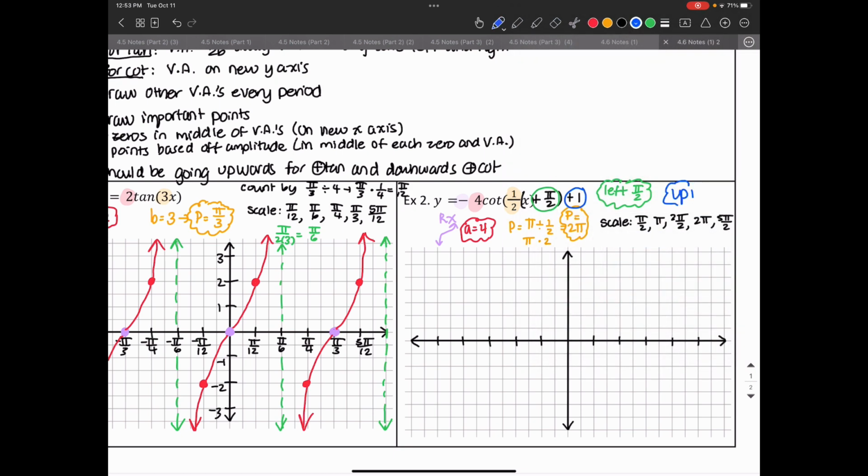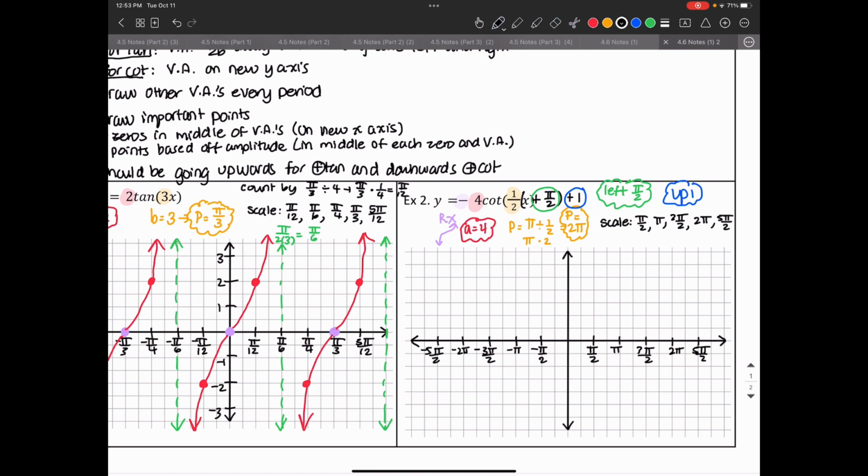So my x-axis and my vertical axis are going to change. Before I put those new axes in, I'm going to label this graph. So this is pi over 2, this is pi, this is 3 pi over 2, this is 2 pi, and this is 5 pi over 2. Then I have negative pi over 2, negative pi, negative 3 pi over 2, negative 2 pi, and negative 5 pi over 2.